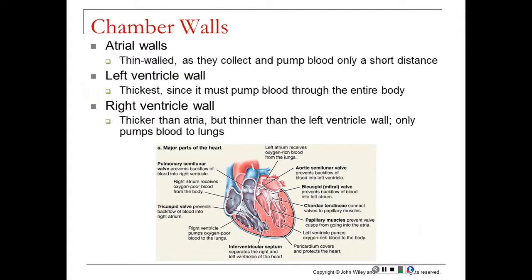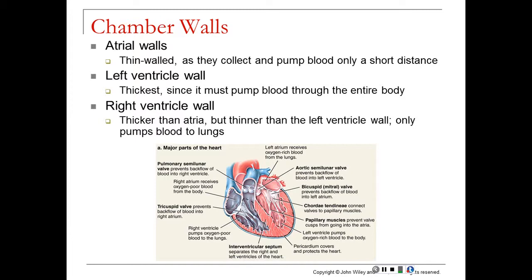The chamber walls on the inside of the heart vary in composition. The atrial walls are very thin because they just collect and pump the blood only a very short distance to the ventricles, which are just below. So they don't require much force with their contraction. It's kind of like a sponge wringing out the water, so to speak. It's just a little squeeze that they have to give.